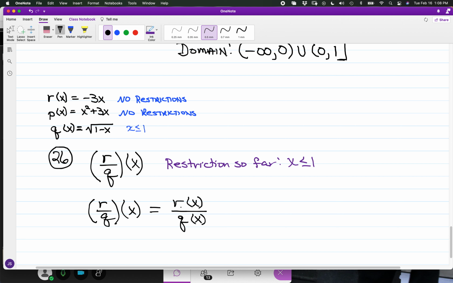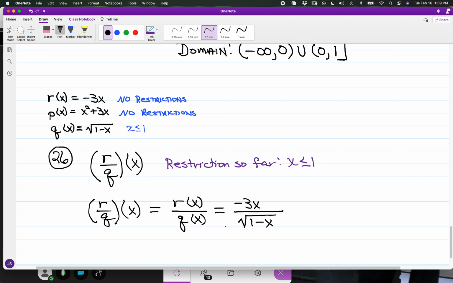Okay, so you have R of x over Q of x. Now R of x is negative 3x, and Q of x is the square root of 1 minus x. And guess what? We said that the restriction so far was x is less than or equal to 1, because the square root of 1 minus x cannot allow 1 minus x to be negative, thus x is less than or equal to 1.